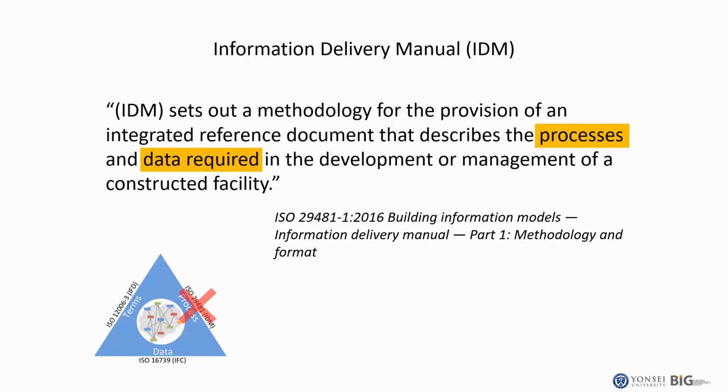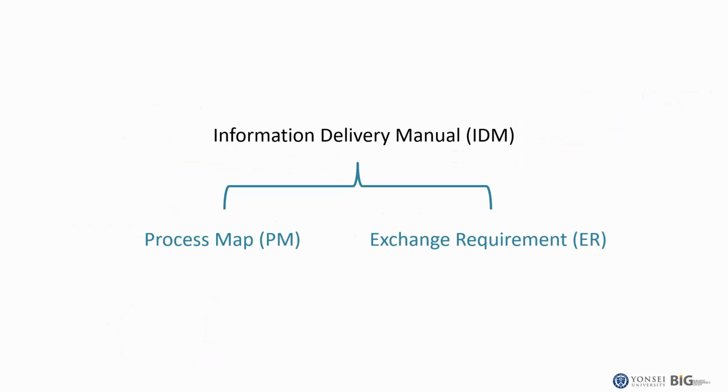The essential goal of IDM is to specify information requirements. The information requirements are called the exchange requirement, ER, in IDM. The two main components of IDM are the process map, PM, and the exchange requirement, ER. The IDM standard defines how these PM and ER should be specified.